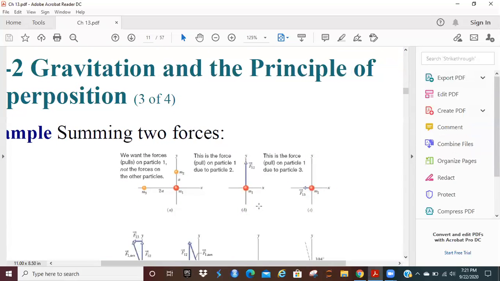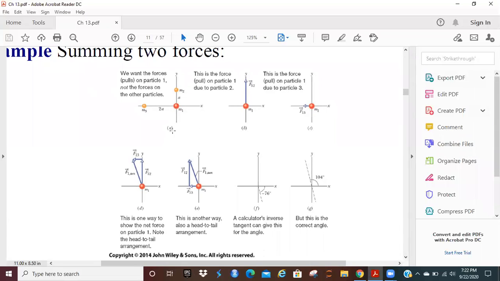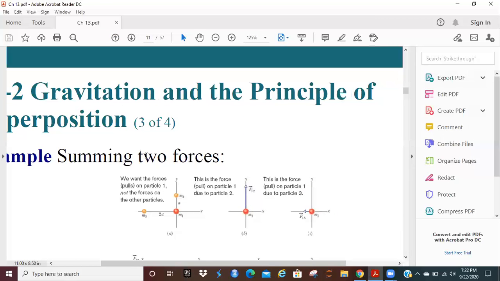So we want the forces, pulls, on particle 1, not the forces on the other particles. I've been thinking I have missed something here.